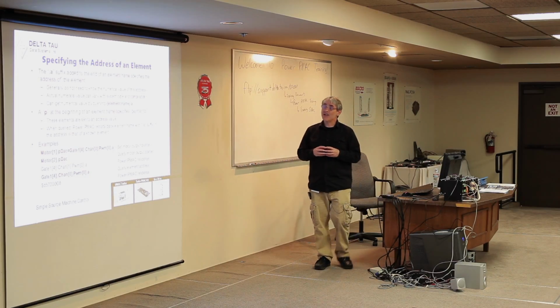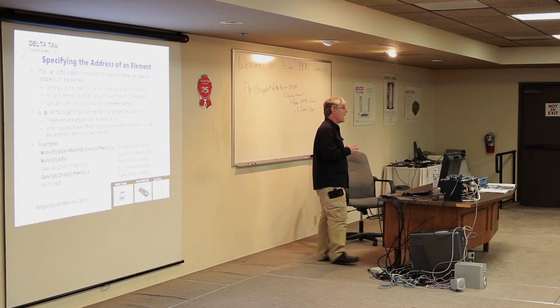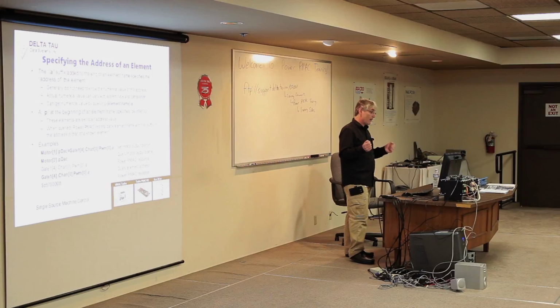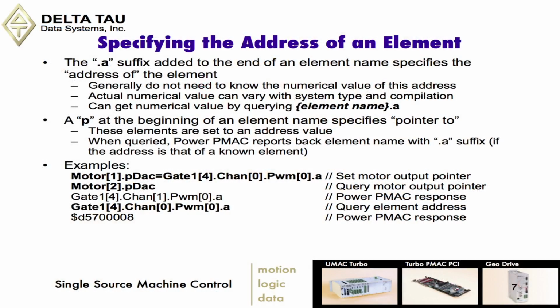Now, we talked about how you never need to know the actual numerical address of any PMAC register, any PMAC memory location, and that is because to specify the address of an element, you put the .a suffix at the end of the element. That tells you that now that value represents the address of that element, because in many cases, some of the structure elements in Power PMAC are pointers to something. And so you may need to tell another structure element the address of another structure element. So generally, you do not need to actually know the numerical value of the address.